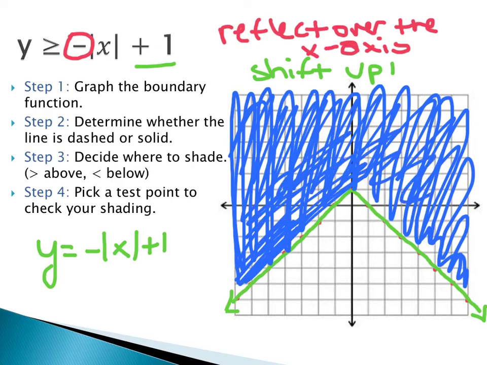So let's label our vertex here. My vertex is 0, 1. My h is 0, my k was 1. Let's label some more points here. Label your x and y axis. And if you would like, you can pick a test point to make sure that you shaded the correct region. So pick any point that's in the shaded part and make sure it works when you plug it in to see if you shaded the right region. Remember, we never pick points on the boundary line.